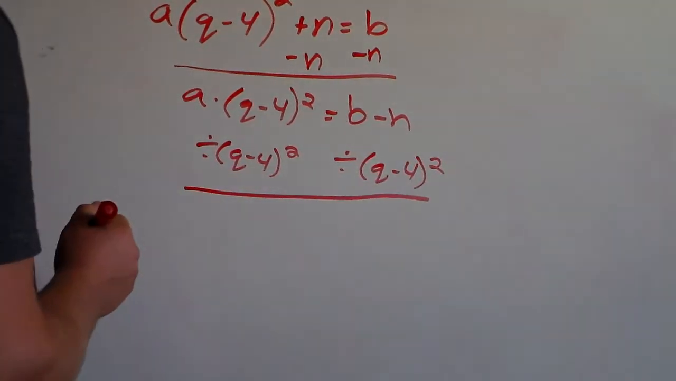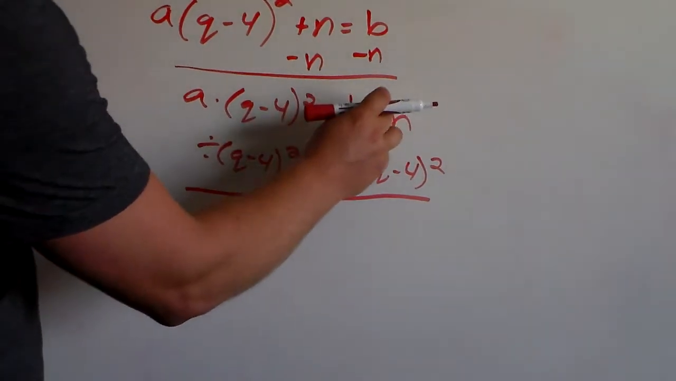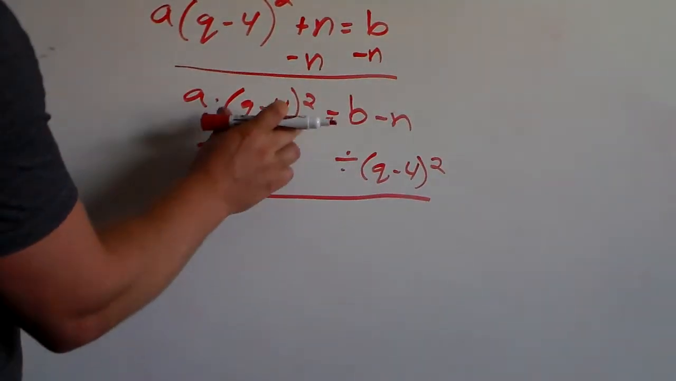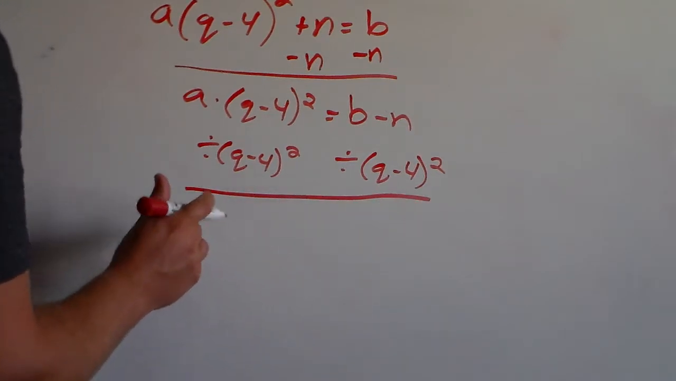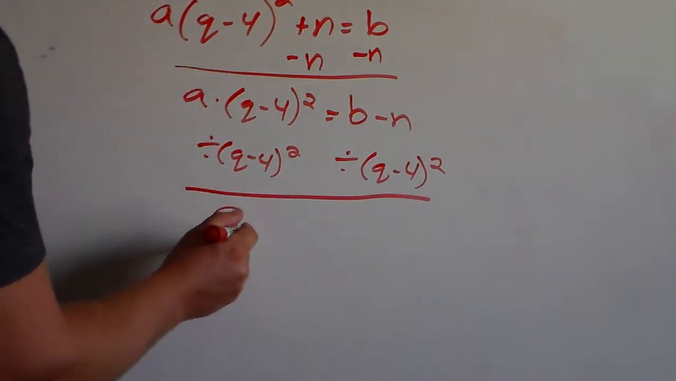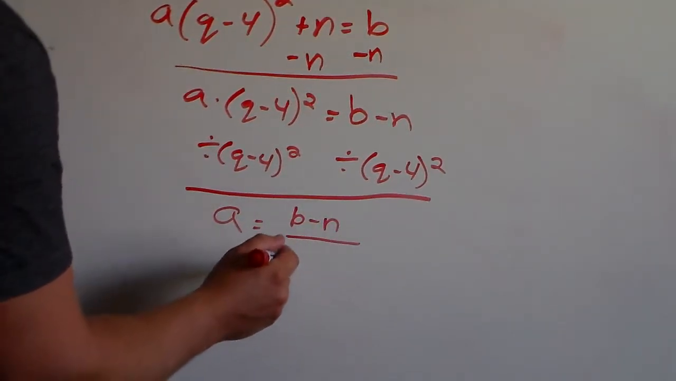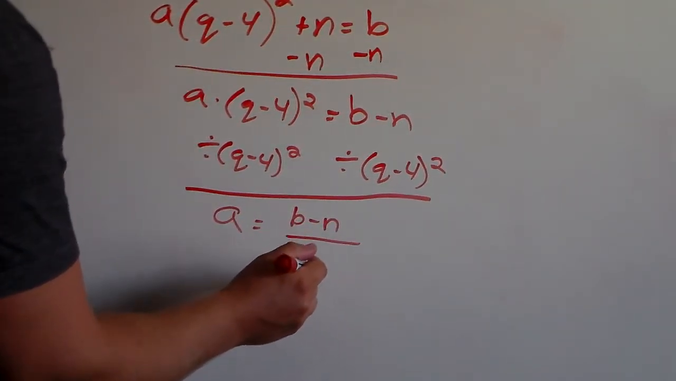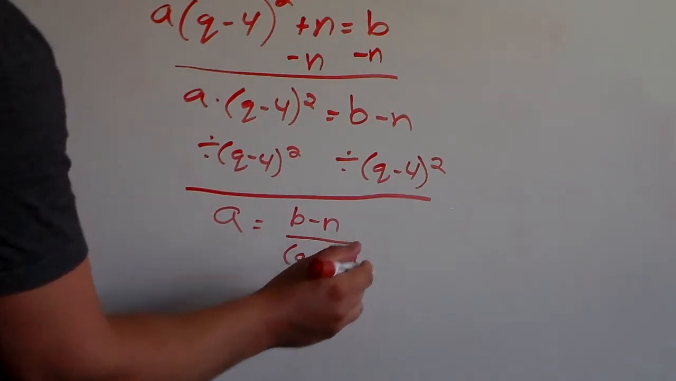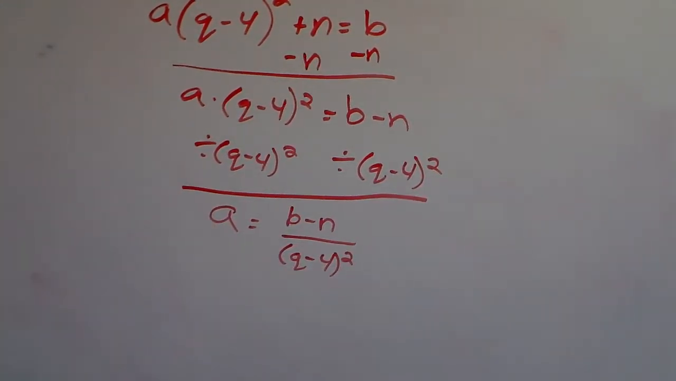Which is a little weird. You haven't seen that much of that before. But you can take a whole term like that and move it over to the other side if A is what you're trying to get all by itself. So we have A equals B minus N over (Q minus 4) squared. And we successfully got A all by itself, and we proved it by showing all our steps. So that's problem number 3. Next up, we'll do problem number 4.